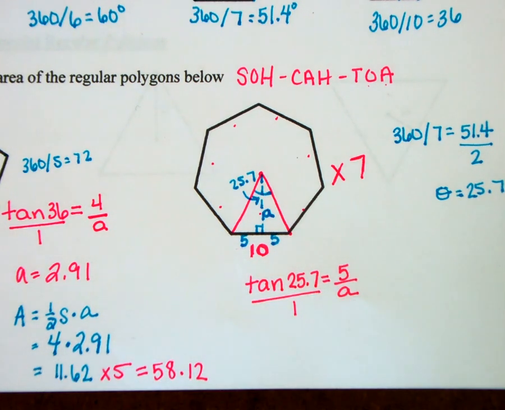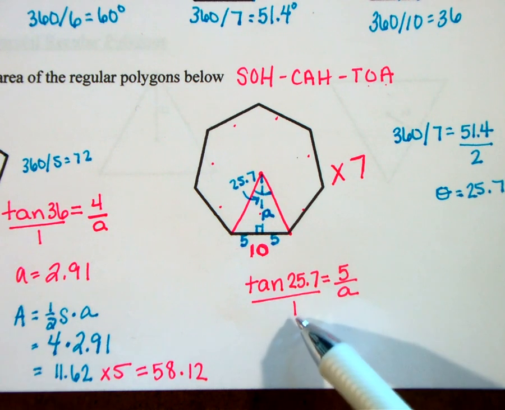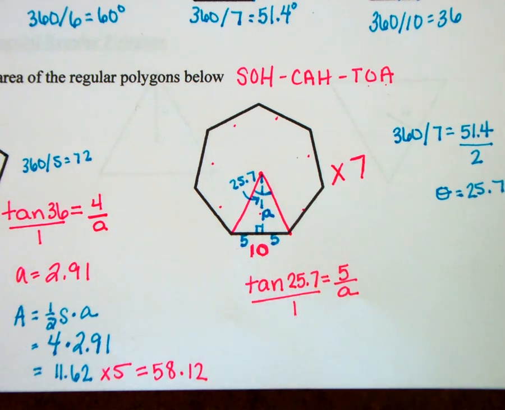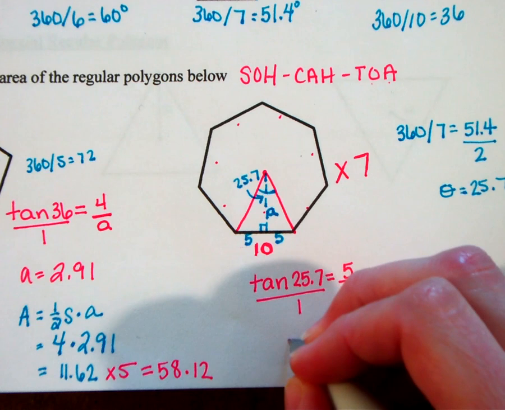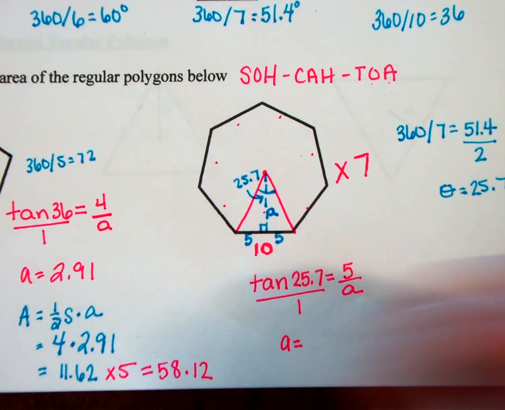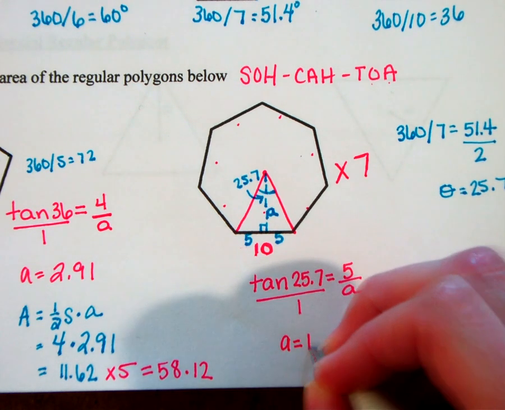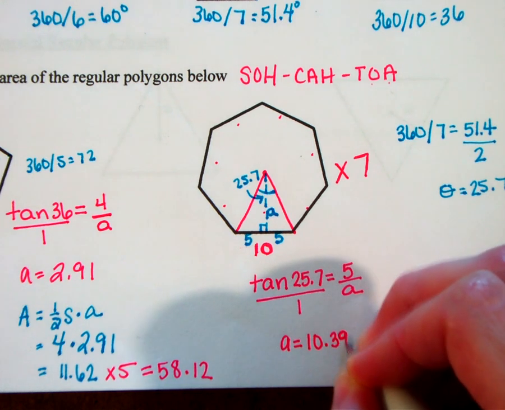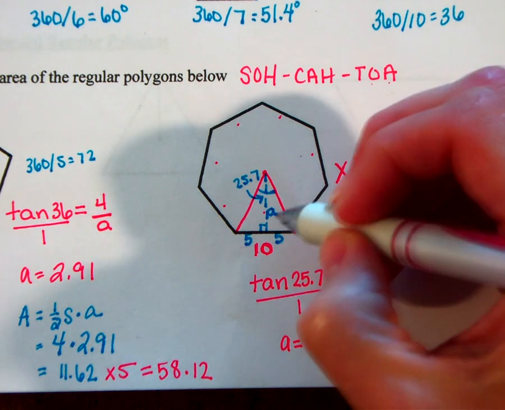Okay, so this is where you grab your calculator, and we're going to do 5 times 1, which is 5, and we'll divide that by the tangent. When I type that in, you can push pause if you need to actually type it in yourself just to see. But I got my apothem to be 10.39 if I round. Okay, so that's this number right here.